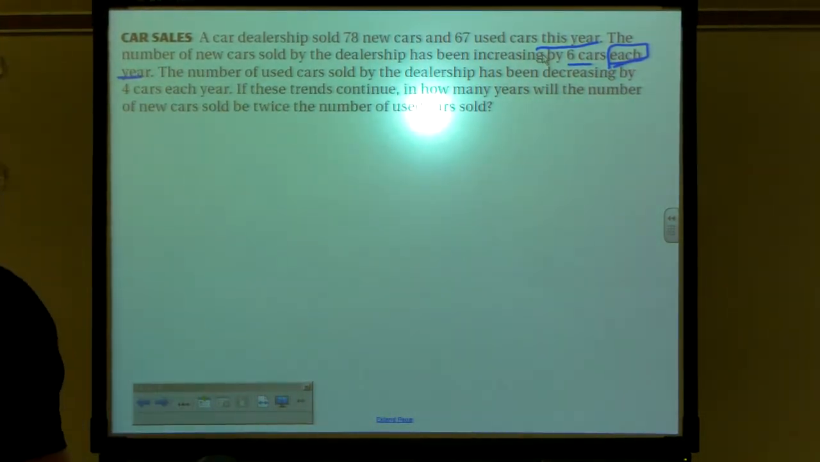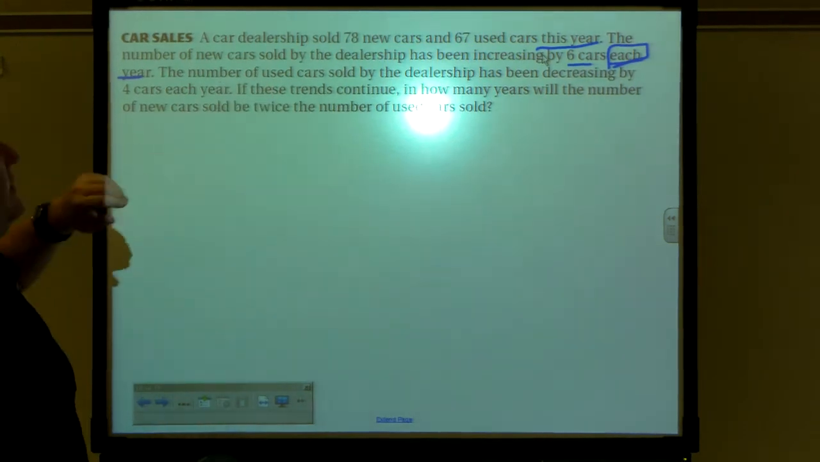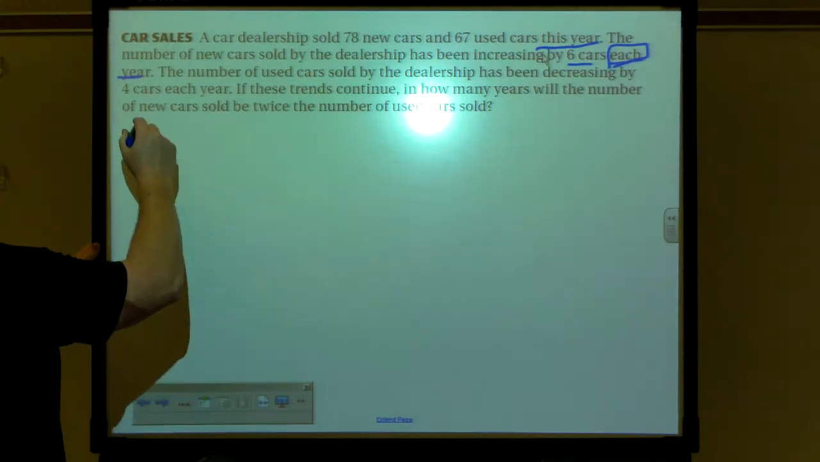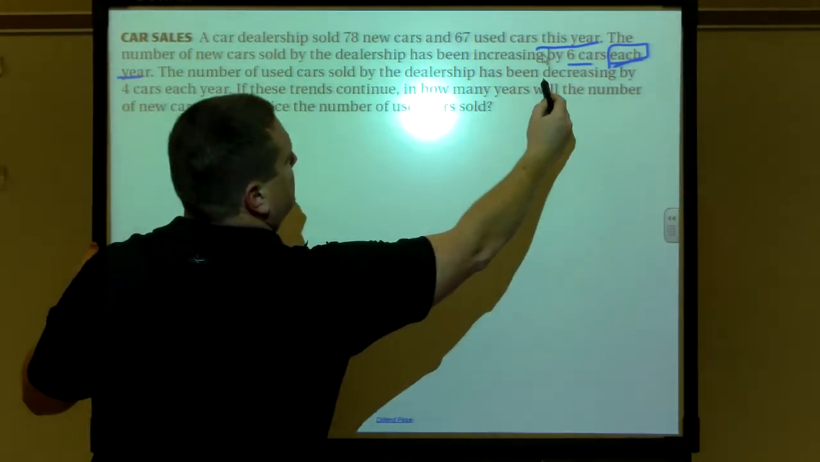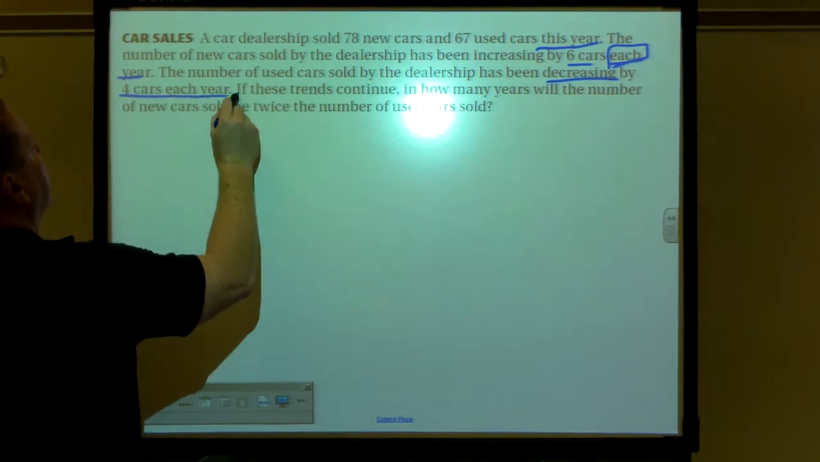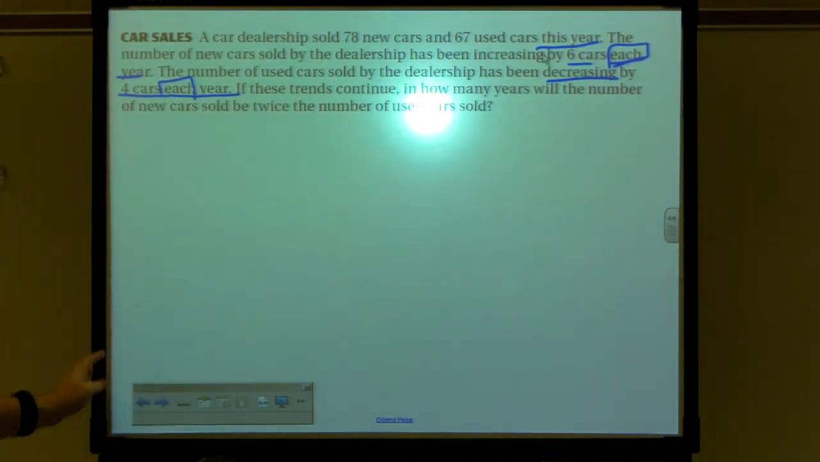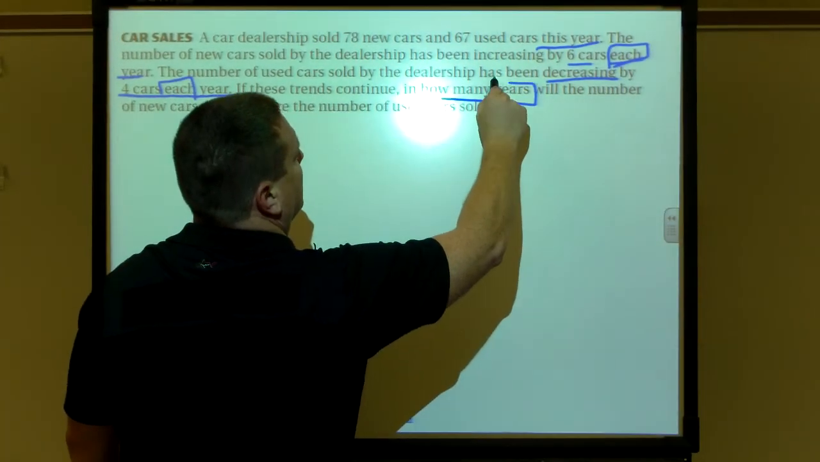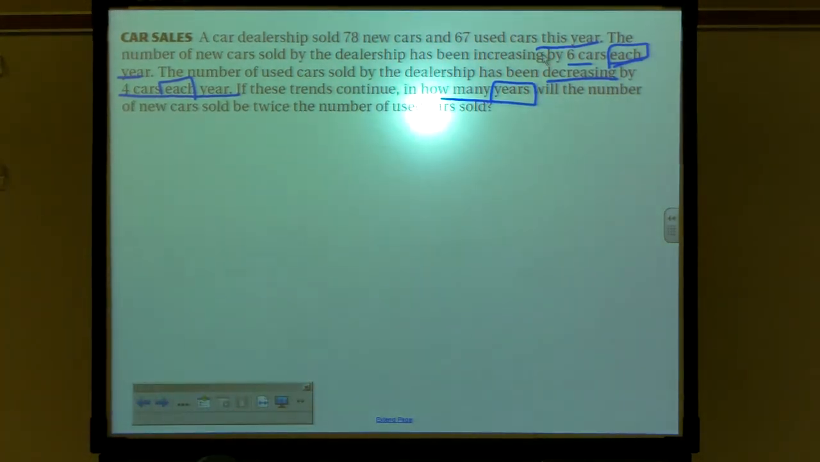The number of used cars sold by the dealership has been decreasing by 4 cars each year. So that's going down. Decreasing means going down, but 4 cars, again, each year. So this is getting smaller. But it's still a multiplication, 4 cars per number of years. If this trend continues, in how many years, that's what they want to know, will the number of new cars sold be twice the number of used cars?